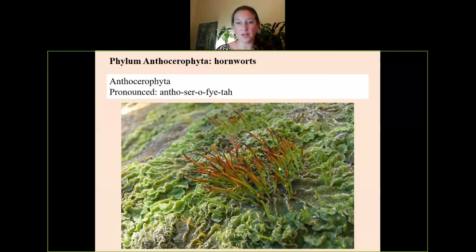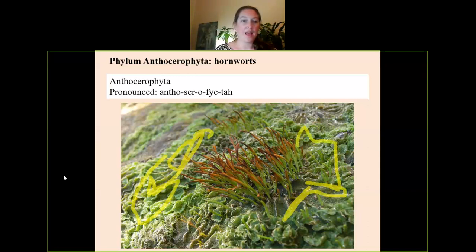Here's what they look like. So in this picture, I'll use the same colors. All this green flat stuff is the hornworts, right? And the sporophyte plants look like horns. So each of these guys is a horn coming off of the gametophyte plants.